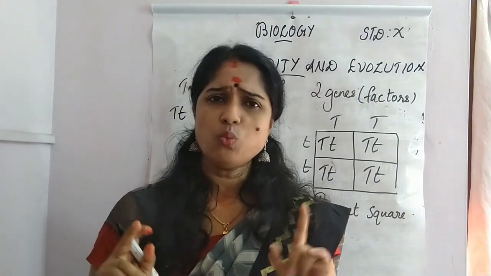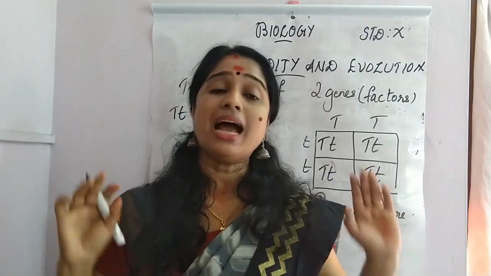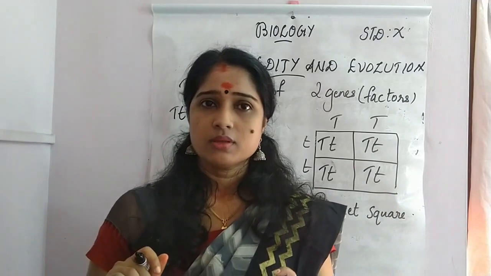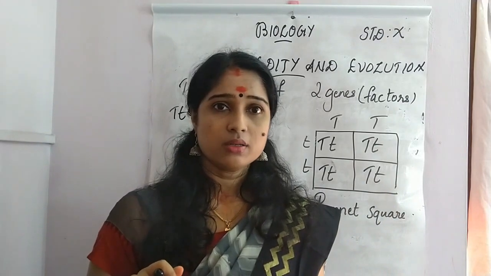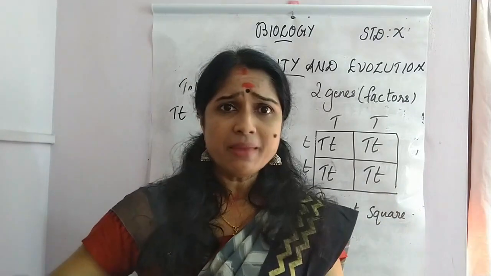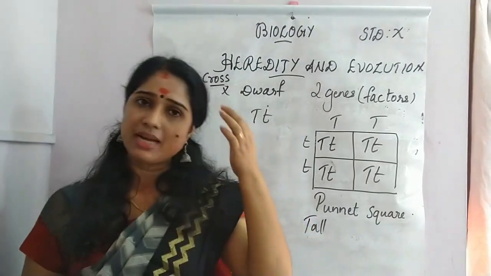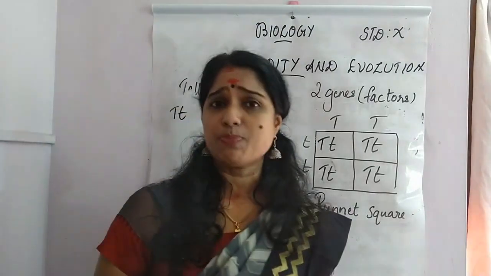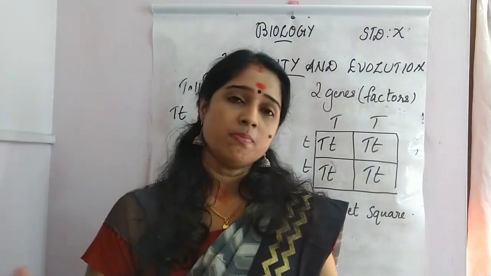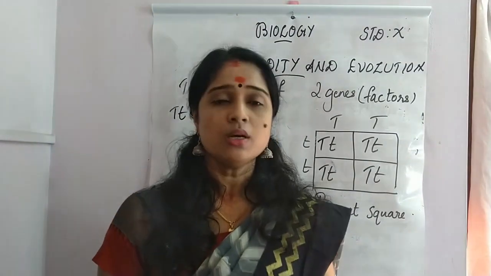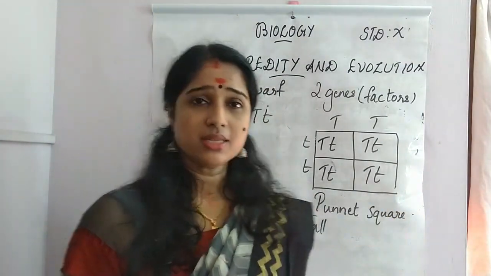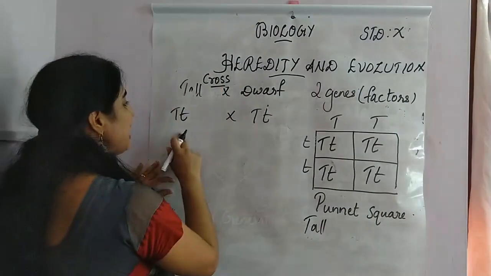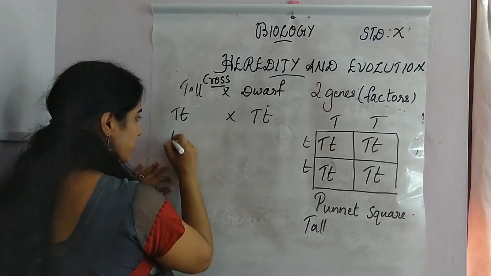So he wanted to find out why it happened so. What happened to this dwarfness? He expected actually what? Can you guess? He expected the medium plants, or at least he must have expected at least one dwarf plant. But unfortunately, it didn't happen. So he went on to the second generation, the F2 generation. He allowed the plants to do the self-pollination.